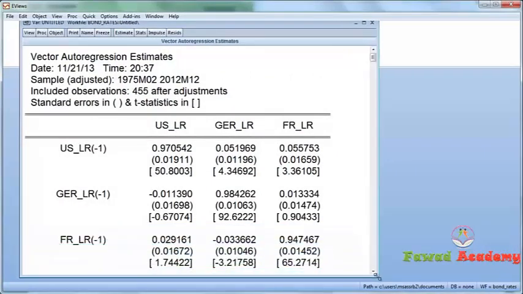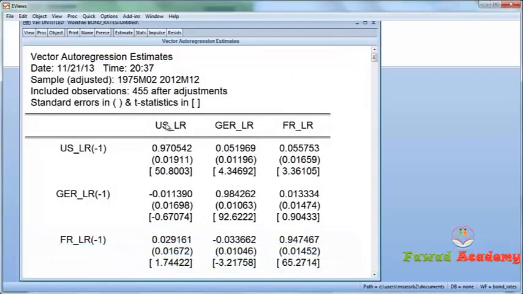You can see already that the 1 period lag for the US long rate, the own lag, is very close to 1. It's the same for the German and for the French series. So that's a possible indication that we have non-stationarity here.